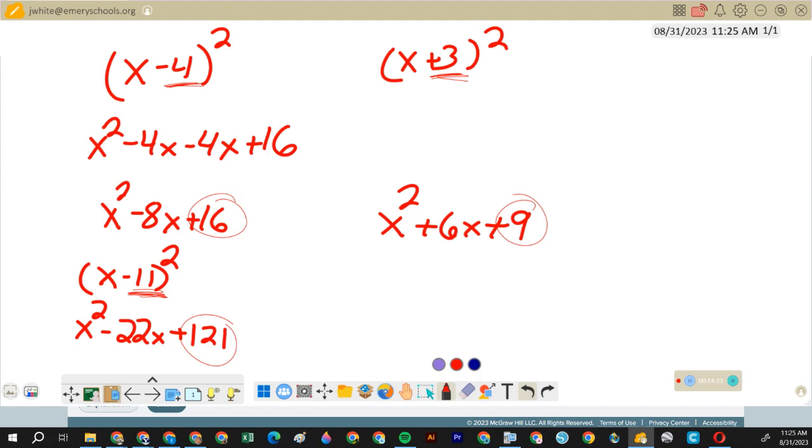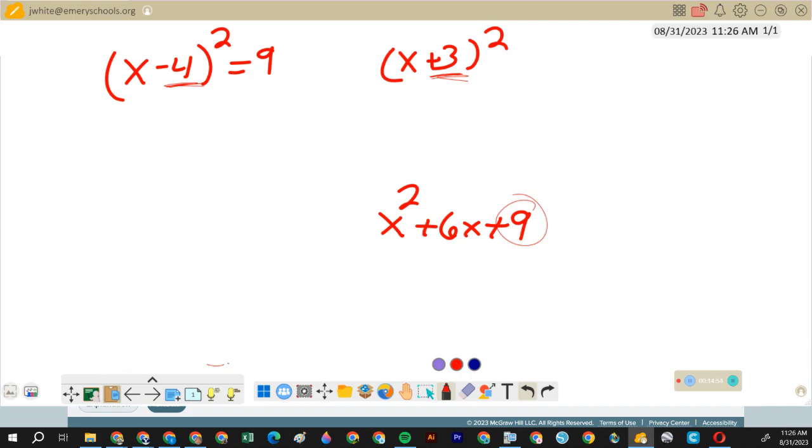Okay, what about the middle term? The middle term is the end of the factor times 2. So we call these perfect square trinomials. Perfect squares meaning they were created using some factor times itself, and trinomials because they have 3 terms. Perfect square trinomials. Now, if you have a perfect square trinomial and it equals, say, 9, it's really easy to solve.